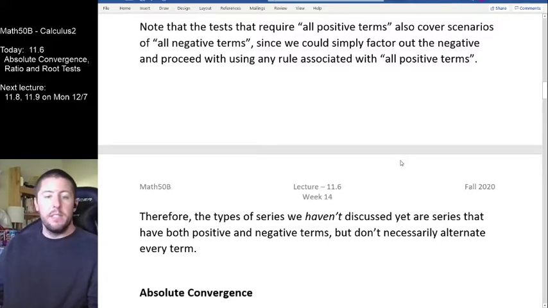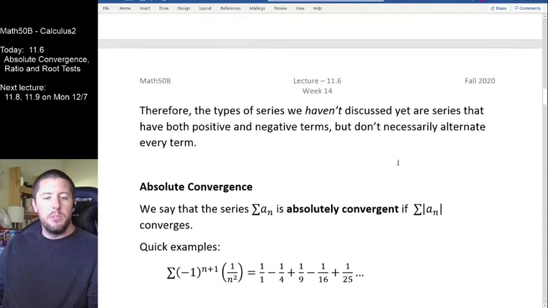That's what we're seeing here. Therefore, the types of series we haven't discussed yet are series that have both positive and negative terms, but don't necessarily alternate in sign every single term. So what we're going to do is define a new idea here and see where it takes us. And this is going to be our idea of absolute convergence.